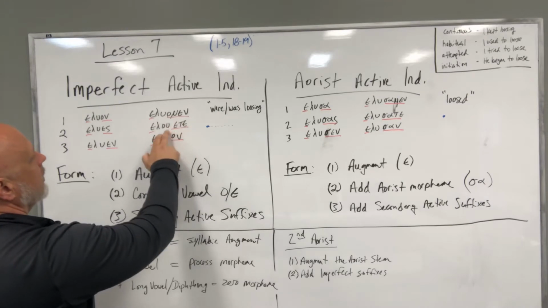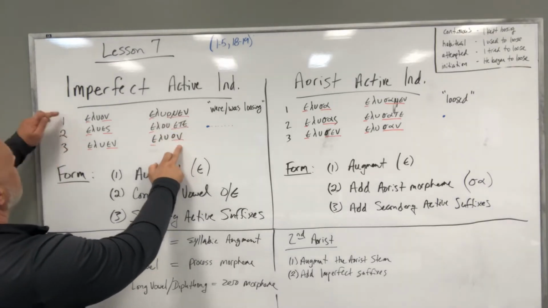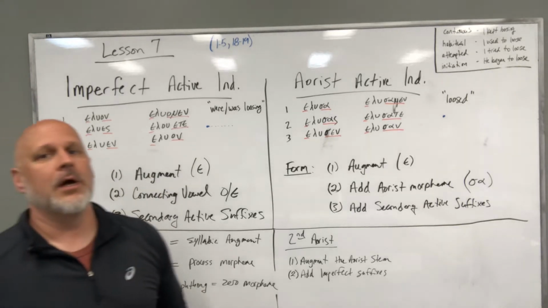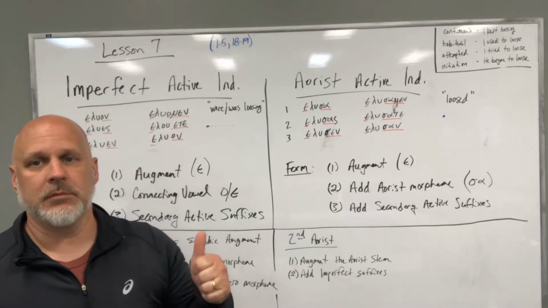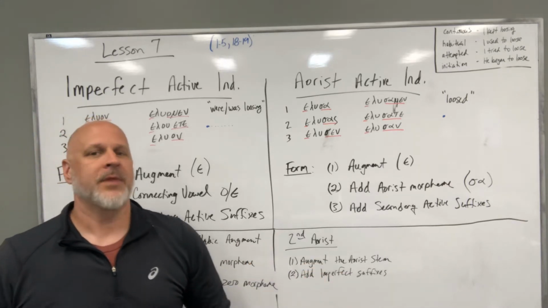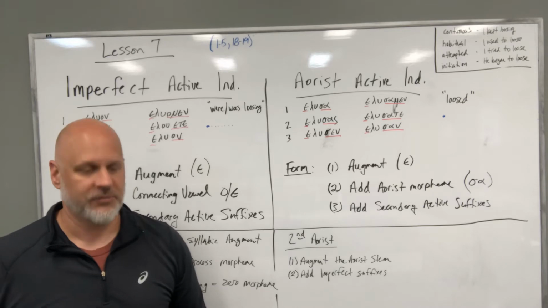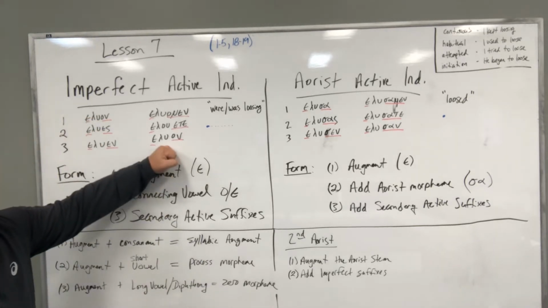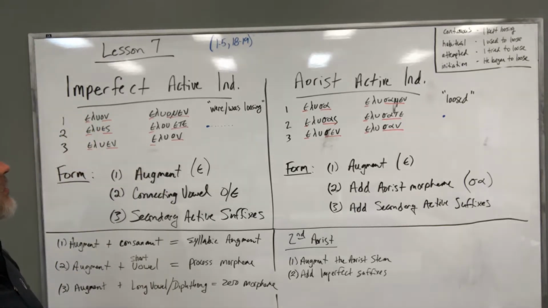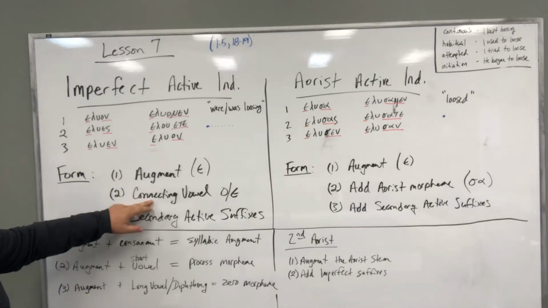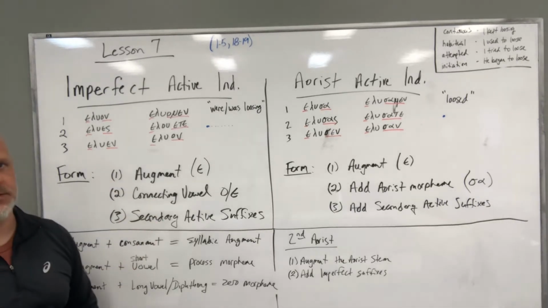Notice I have men, te, n. Notice my first person singular and my third person plural have the same augment and the same ending. How do you tell the difference? How do you think you'll tell the difference? That's right, context. My context will tell me whether it's third person singular or whether it's third person plural or first person singular. So we add an augment, we use the connecting vowel with the secondary suffixes.